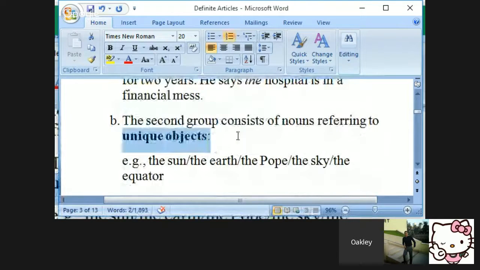And as I said, there's only one prime minister. Unique objects are always preceded with the, again because we can assume the listener knows which specific one. So when I say the sun is very hot today, obviously I'm not talking about a sun in Alpha Centauri. I'm talking about the sun which is in the sky. It's very obvious to the listener. So words like the sun, the earth, the pope, the sky, the equator, clearly I'm talking about only one.